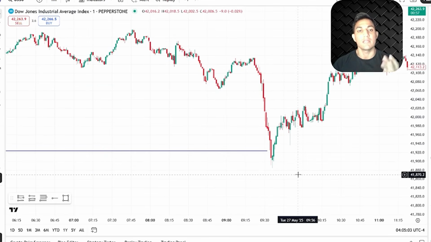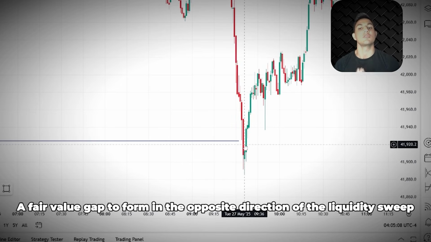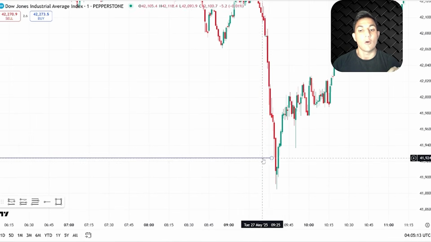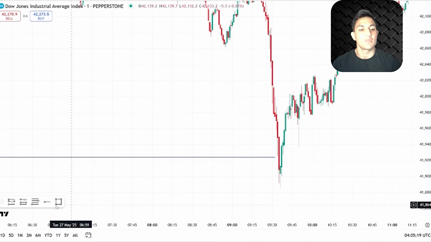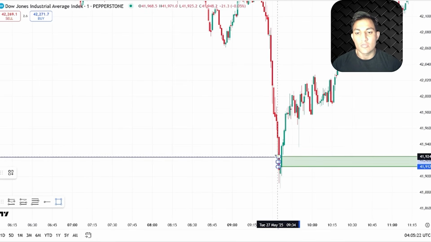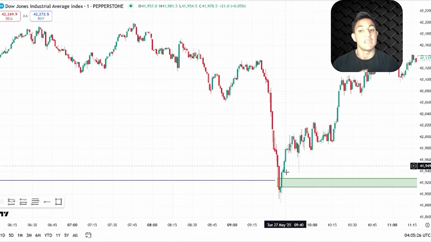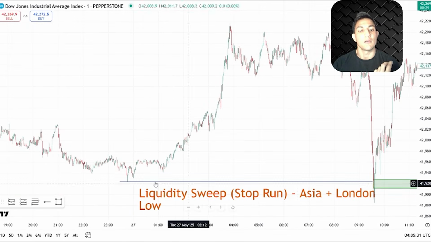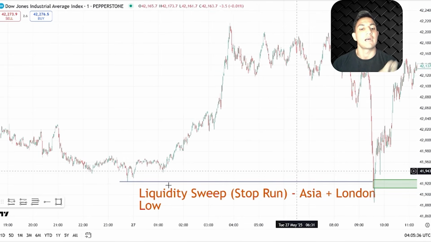And the easiest way to wait for confirmation is to wait for a fair value gap to form in the opposite direction of the liquidity sweep. So the moment this bullish fair value gap forms in the opposite direction of this sweep, right? Because remember, this is a fake move, takes out the low. So the moment this bullish fair value gap forms like this is smart money screaming at us that this really is a liquidity sweep. This is really just a fake move designed to take out stop loss orders. That's the only reason price came all the way down to this low and then instantly reverses. It didn't go down to some random point. It only came down to this low here.